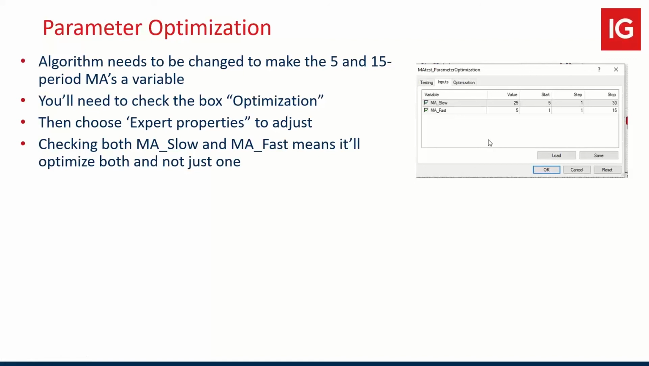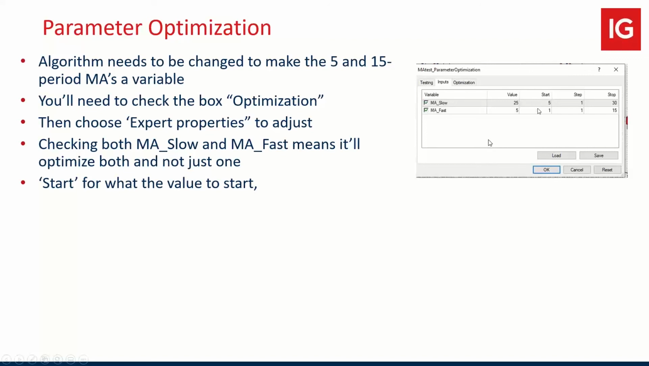If you check both of them, MA slow and MA fast, it means that you're going to be optimizing both, because you can say, no, I want to optimize 1 on a 25-day moving average. So I want to test 6 on a 25-day moving, 7, 8, 9 on a 25-day moving average. But then you can also say, no, I want to test both. I want to optimize both. I want you to change, give me better combinations for both the slow and fast moving averages. And the start is for what value you want to start at.